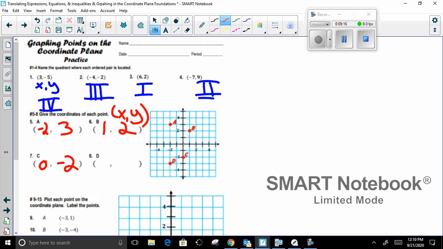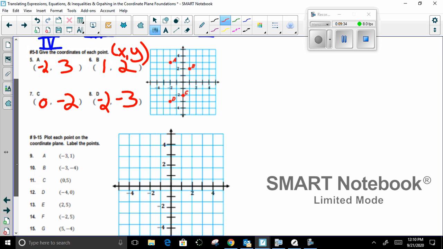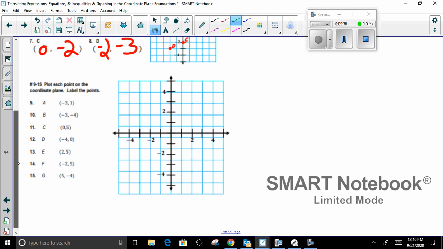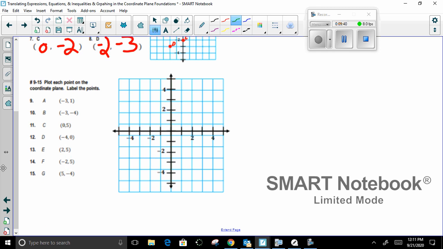Point D. Do I need to go horizontally left or right? I first need to go left, which is negative, so 1, 2, -2 for my x. And then do I need to go vertically up or down? I need to go down, 1, 2, -3. Last one, plot each point on the coordinate plane and then label the point.